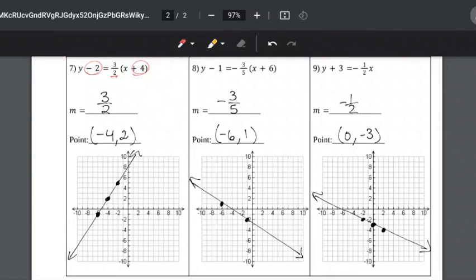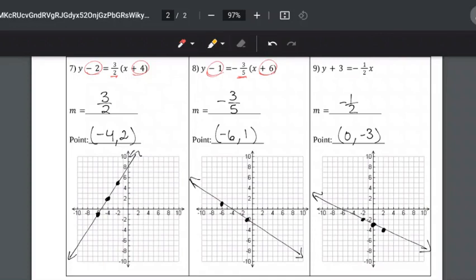Number 8, our slope is negative 3/5. Our x-coordinate is the opposite of positive 6, negative 6. And the opposite of negative 1, which is positive 1. This is a negative slope, so it goes down to the right.